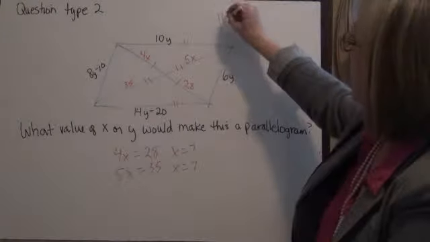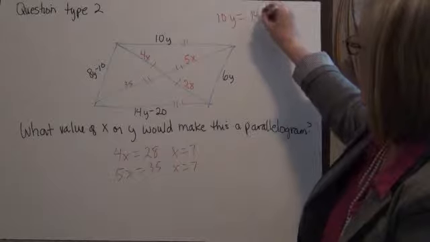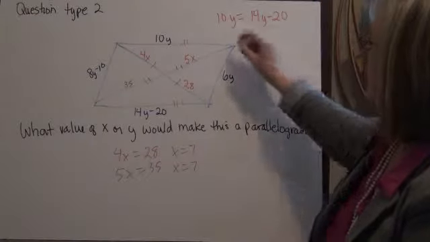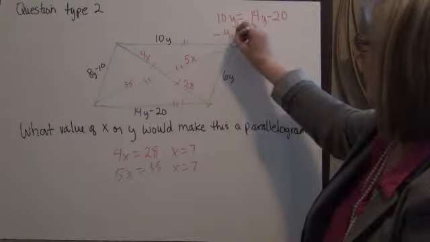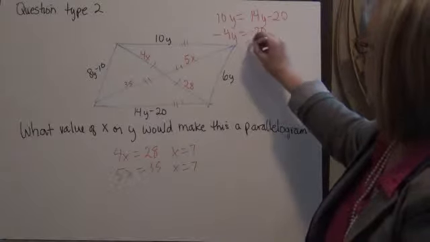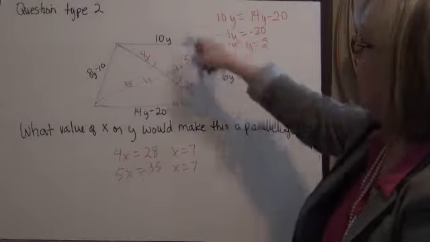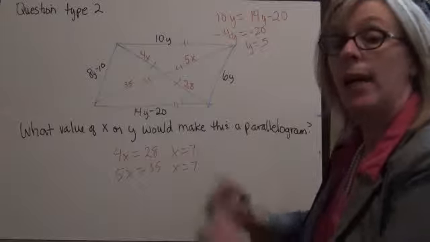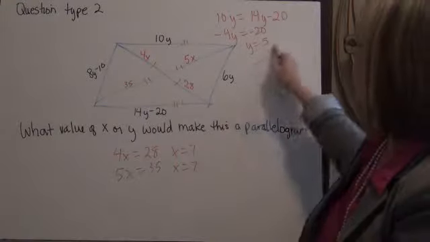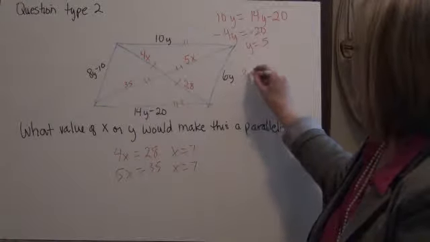So let's see. 10y equals 14y minus 20. Minus 14y is negative 4y equals negative 20. y equals 5. So if y equals 5, the top and bottom are the same. But I've got to check the other two sides too. So I'm going to plug in a 5 here, and I get 30.